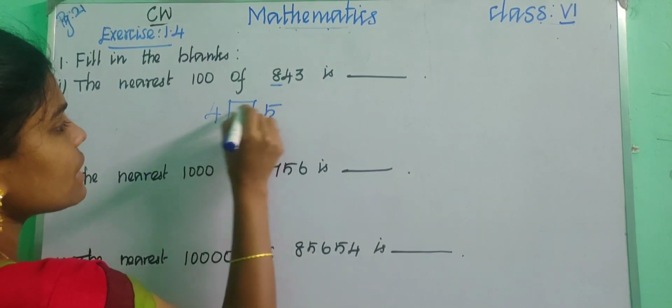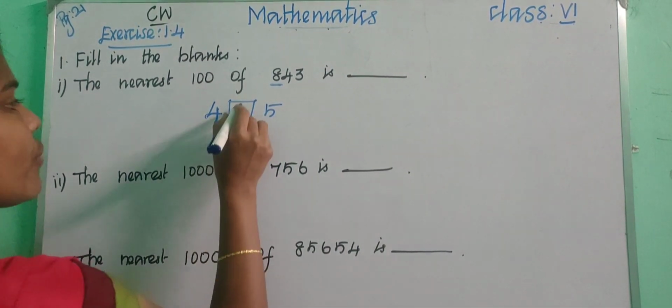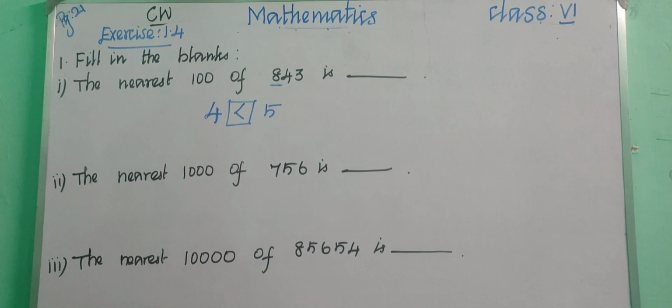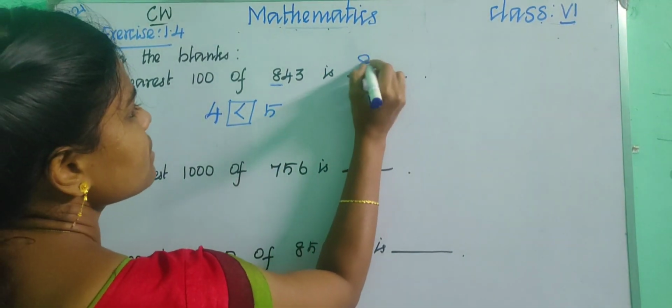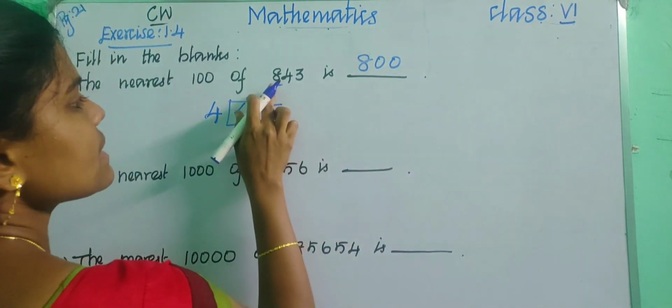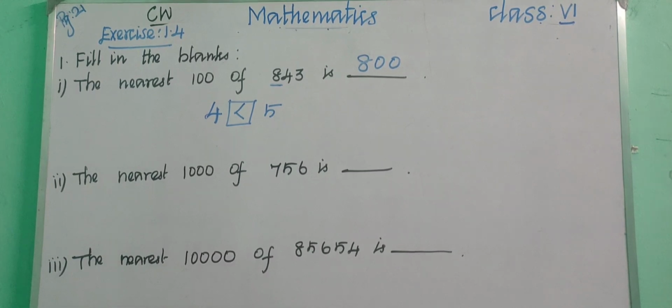We are going to check whether this 4 is greater than or less than 5. Less than 5, isn't it, children? So what do we need to do? We can write simply the same digit, that is 8, 0, 0. Same digit, and then we need to put 0 and 0. Okay, children, have you all understood? Let us check the next one.